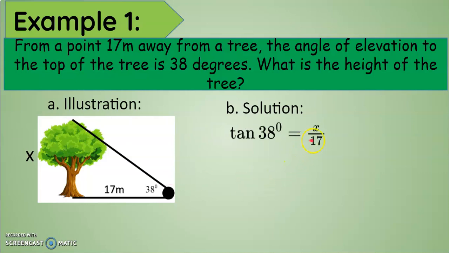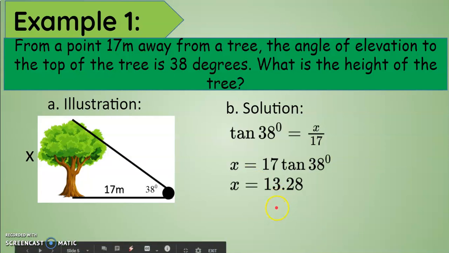Then after that, we will do a cross multiply. Now always remember, if the variable is in the numerator, automatically, the operation involved is multiplication. So that will be x is equal to 17 times tangent 38 degrees. Then using your scientific calculator, simplify your answer and round off your answer to 2 decimal places. The answer will be 13.28.